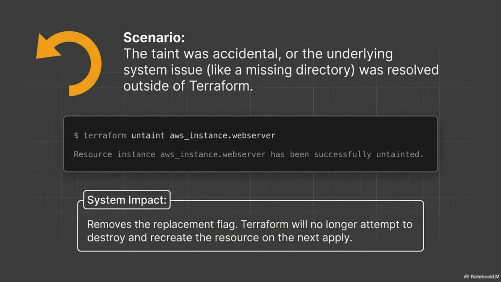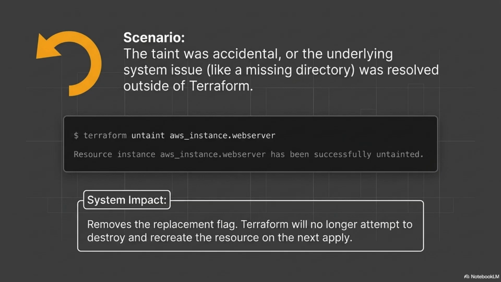That's where terraform untaint comes in. You run terraform untaint aws_instance.web_server, and Terraform responds: Resource instance aws_instance.web_server has been successfully untainted. The system impact is immediate. Terraform removes the replacement flag. On the next apply, it will no longer attempt to destroy and recreate that resource. It moves forward as if the taint never happened.